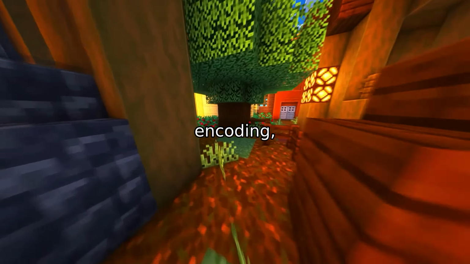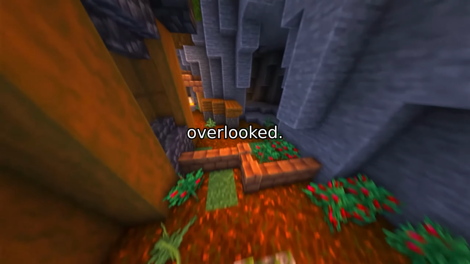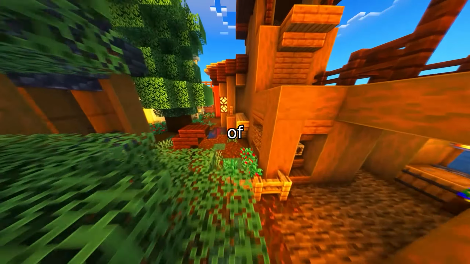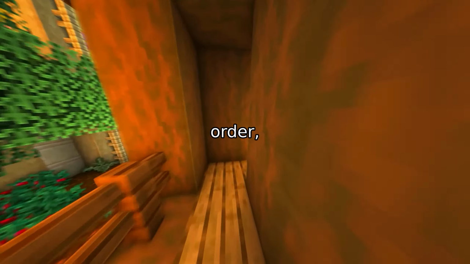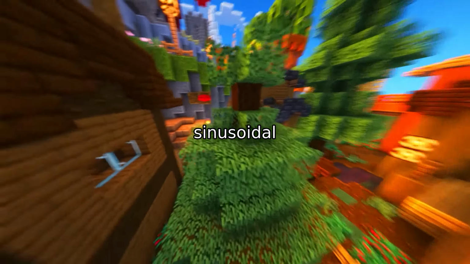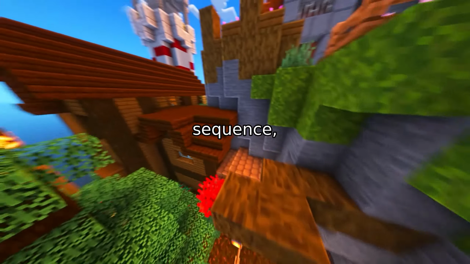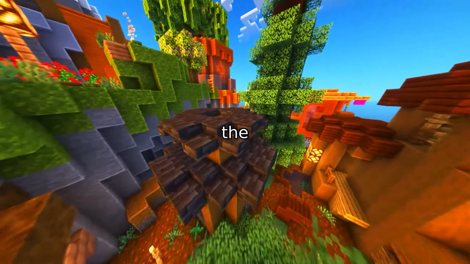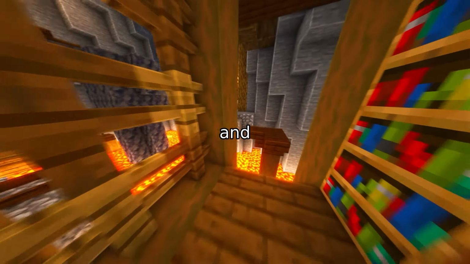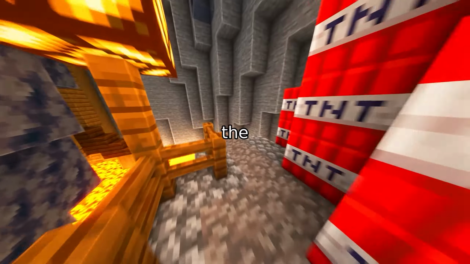Let's talk about position encoding, a crucial detail often overlooked. Since transformers don't process sequences in order, they have no inherent sense of word position. So to preserve order, the model adds positional embeddings to each token. These are sinusoidal functions that encode the position of each word in the sequence, like a built-in clock ticking through the sentence. This allows the model to distinguish between "the cat sat on the mat" and "the mat sat on the cat," even though the words are the same.